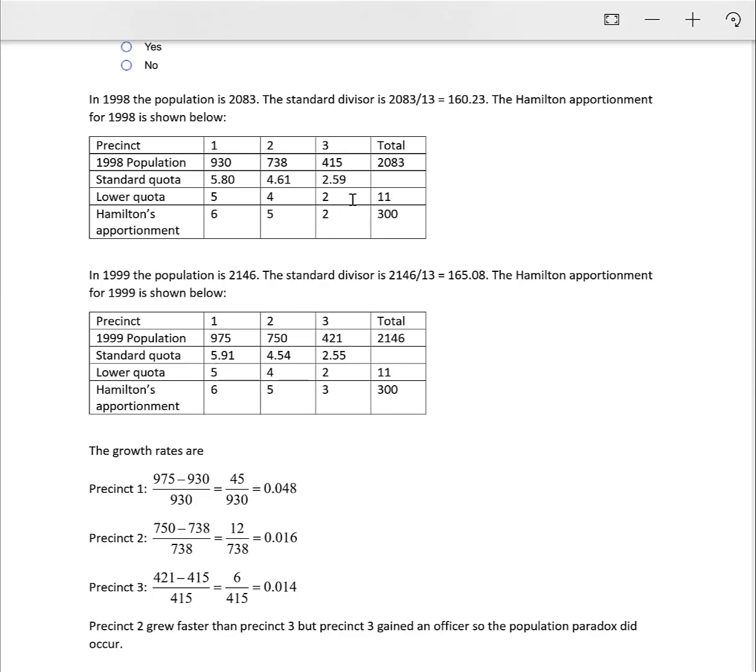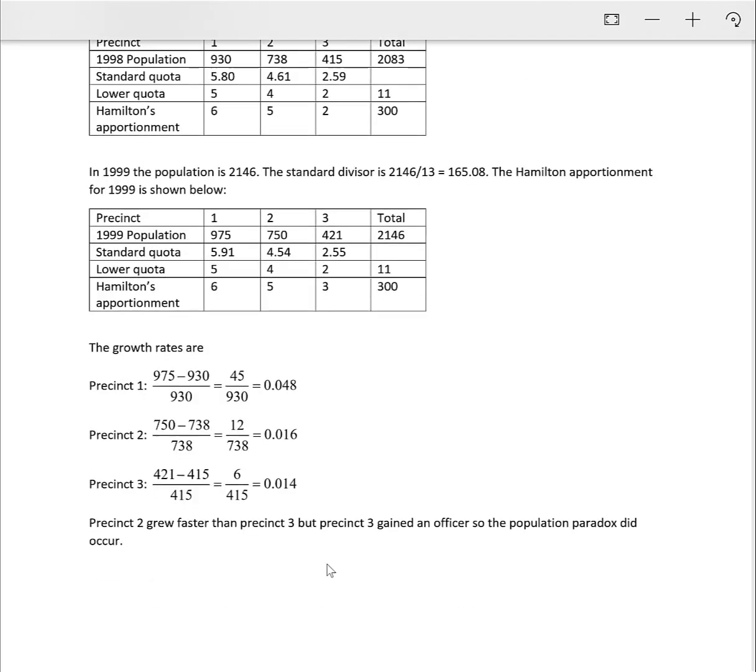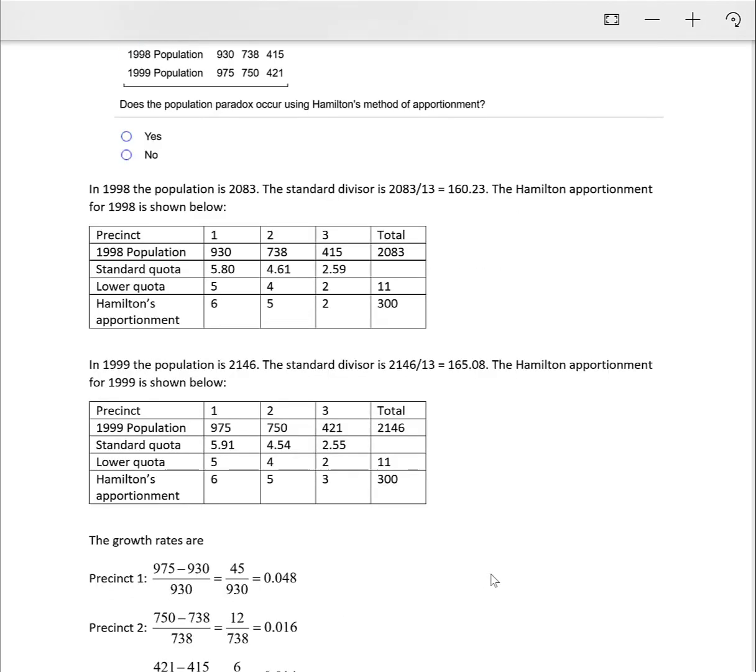Now, if you notice, precinct 3 gained a seat. Precinct 2 did not. So let's look at the difference here. Precinct 2 grew at 1.6%. Precinct 3 actually grew at a slightly slower rate. So the actual population paradox did occur in this particular situation.